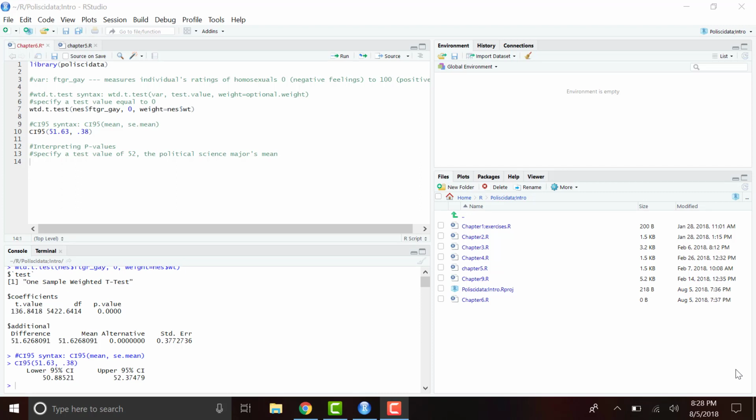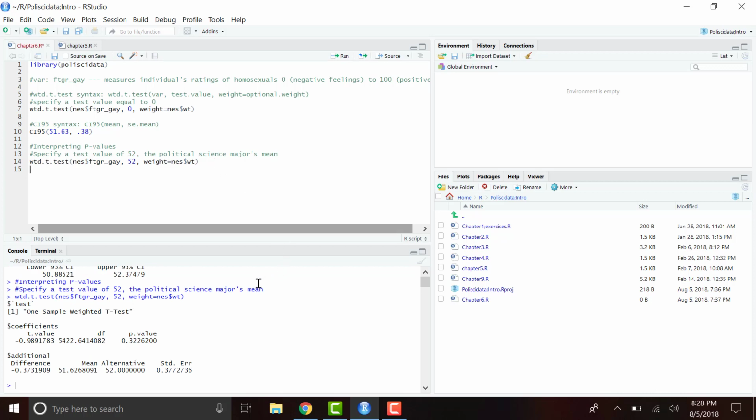So on the bottom of page 94, we're going to enlist the wtp.t.test to find the relevant statistics for us. The syntax is the same as it was up here. You can even just copy and paste it. It's great about R. And instead of 0, we're going to be using 52. So what the wtp.t.test function did was subtract the test value, 52, from the mean, 51.63, and report the result, negative 0.37, in the difference section down here, as you can see.